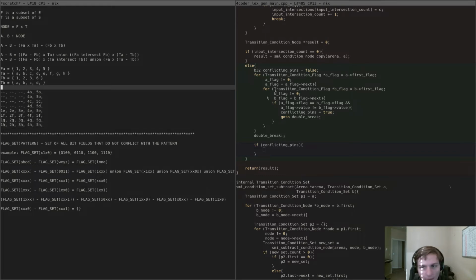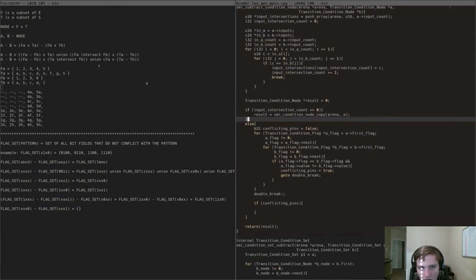Now, when we have a situation where either of these intersections turns out to be null, the other node becomes empty, right? We're basically saying we have two nodes, but if this is the empty set, then this here is all we actually need, one node. If this is the empty set, that means we have conflicting pins, right?